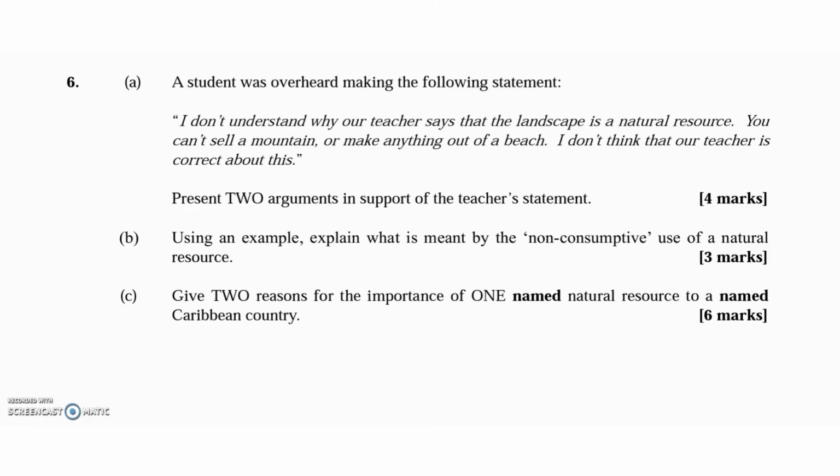In the same respect, the same mountain slopes can be utilized for agriculture, and the produce or yields from that particular mountain can be sold and given some economic value.